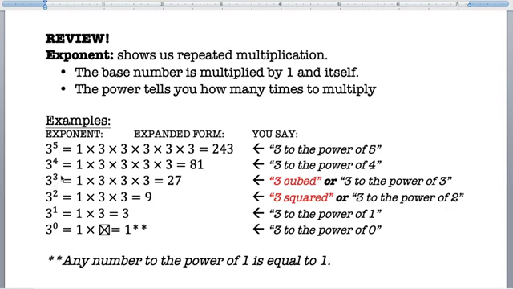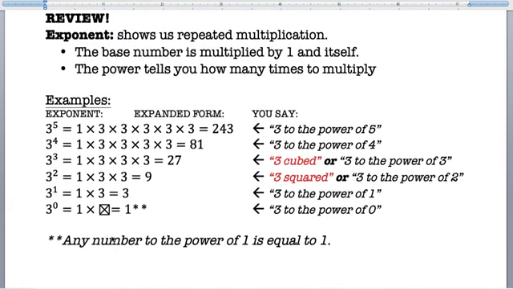Remember that to the 3rd power has a special name, cubed. To the 2nd power has a special name, squared. Anything to the 1st power is really just 1 times itself, so it's going to stay that base number. Any number to the 0 power means that 1 is not being multiplied by any value, so it stays as 1. It doesn't mean 1 is being multiplied by 0, because 0 is a value. So it's just 1, and it doesn't do anything. So it maintains that value of 1.